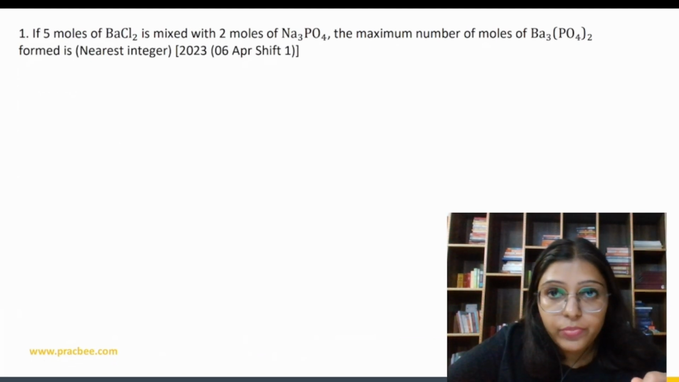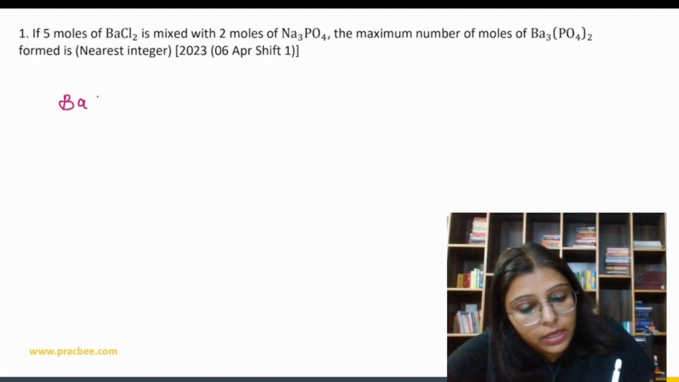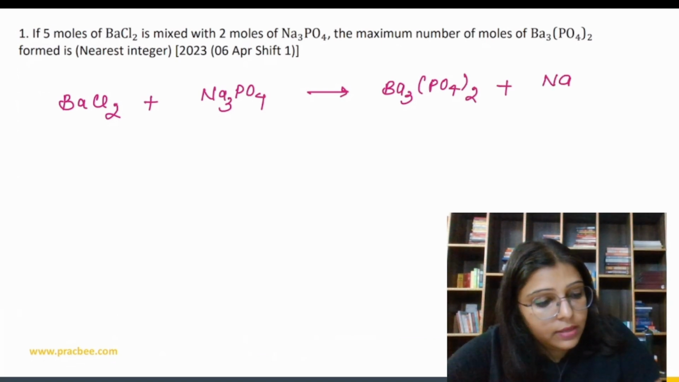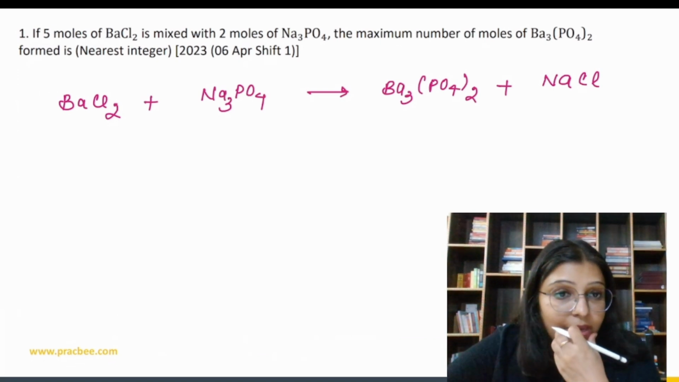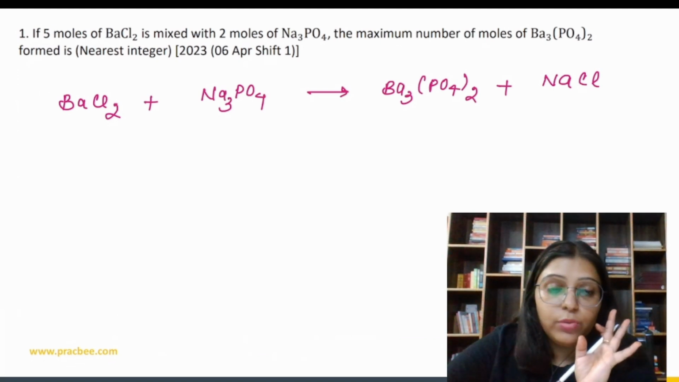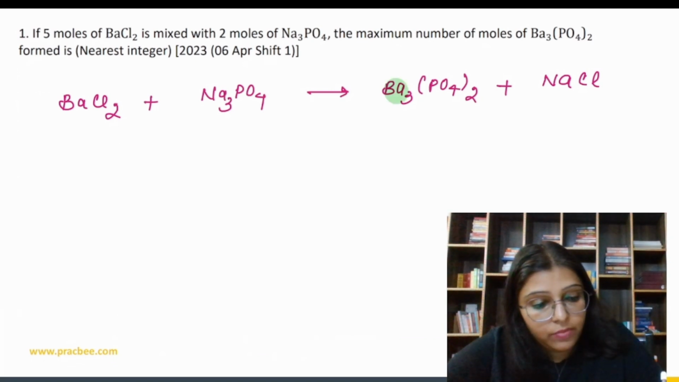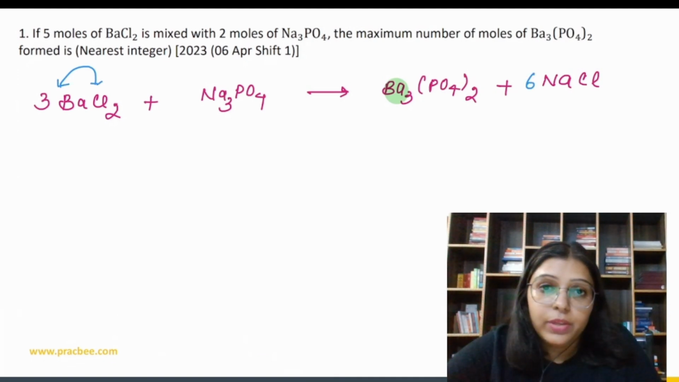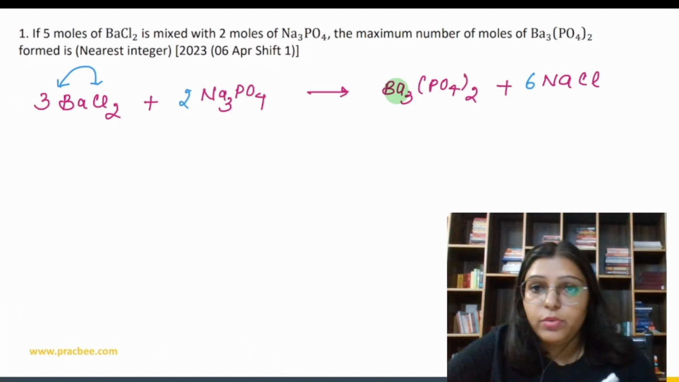Now let's do the next question. The next question says 5 moles of BaCl2 is mixed with 2 moles of sodium phosphate. Then it is converted to barium phosphate and NaCl. As you can see over here, the equation is not balanced. So first we have to balance the equation. Here we have 3Ba, so I am writing 3Ba. Now 3Ba, so we get 6Cl minus, 3 2s are 6. So we write 6 over here. Now we have to write 2 over here.